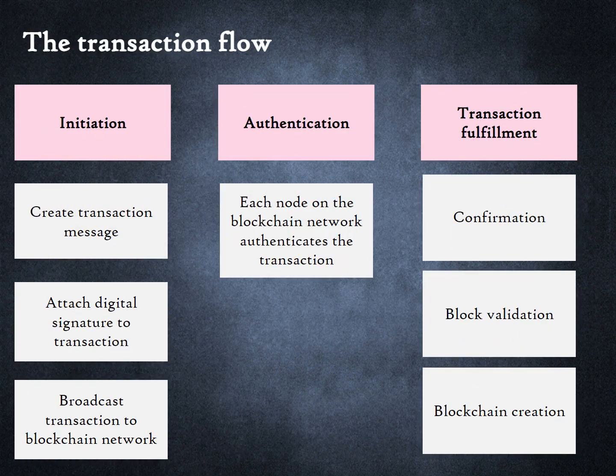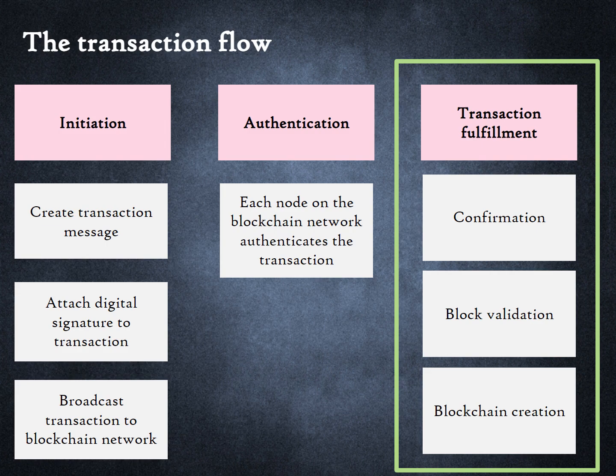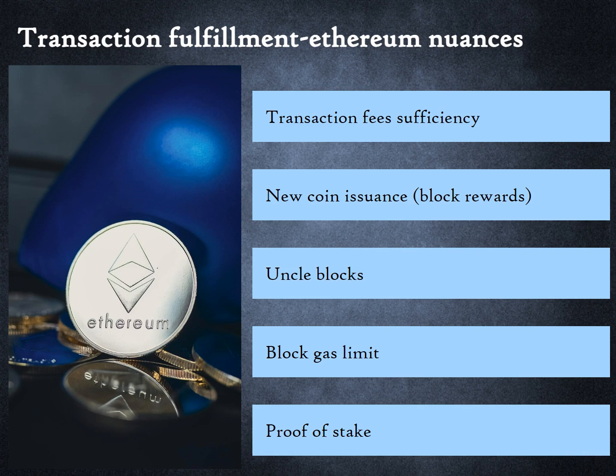We are currently in the process of learning how the transaction fulfillment step in Ethereum is different from Bitcoin. In the previous lesson, we covered Ethereum-specific nuances in the transaction fulfillment step. These were transaction fees sufficiency, block rewards, uncle blocks, block gas limit. In this lesson, we will cover proof of stake.